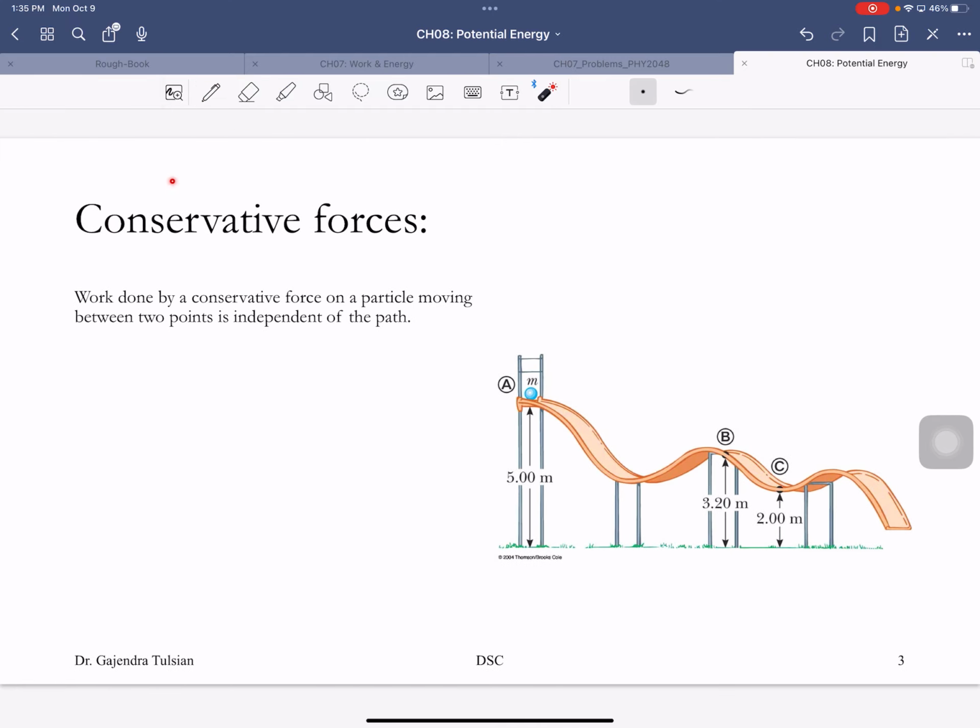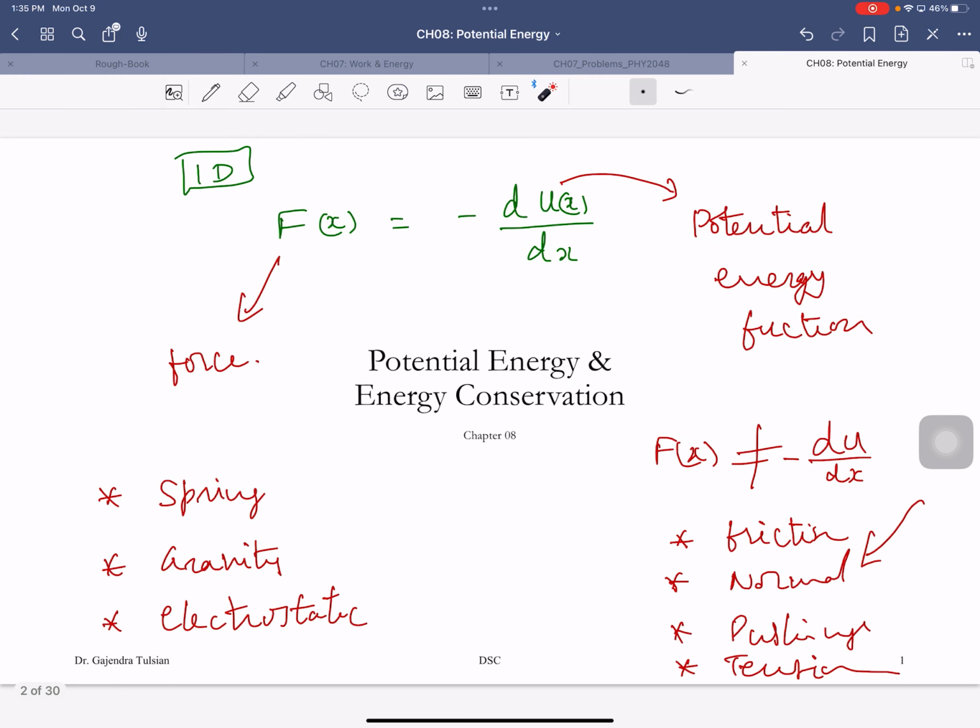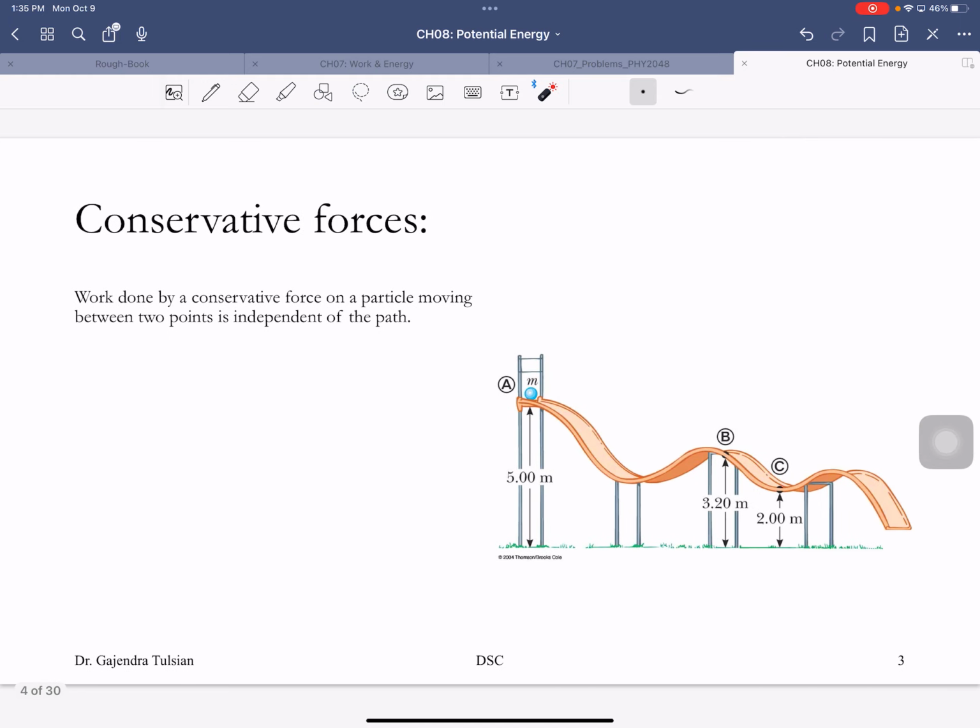All right, so conservative forces. What are conservative forces? Forces that can be represented as the derivative of a function like that. Work done by a conservative force on a particle moving between two points is independent of the path. So for instance, here's what that would mean. Is gravity a conservative force? Yes. So the work done by gravity in going from here to there would be independent of the shape of this slide.